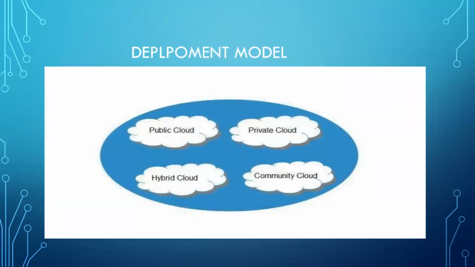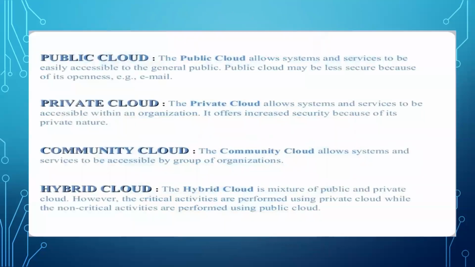Now, we will learn about deployment models of cloud computing. These are four types: public, private, hybrid, and community cloud computing. So first we will look at the public cloud. The public cloud allows systems and services to be easily accessible to the general public. Public cloud may be less secure because of its openness. Example, emails. So as we have learned, public cloud computing is free for all. Anyone can open it.